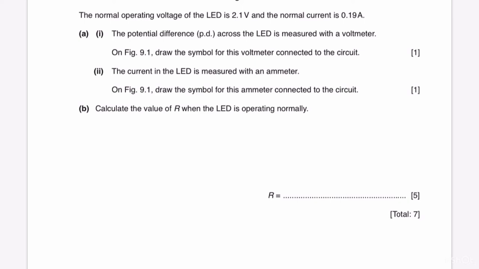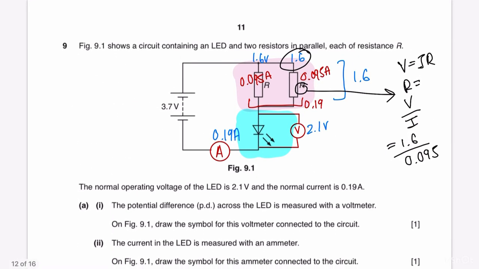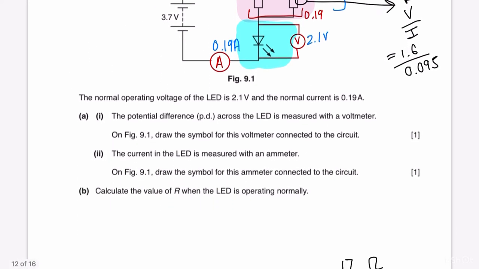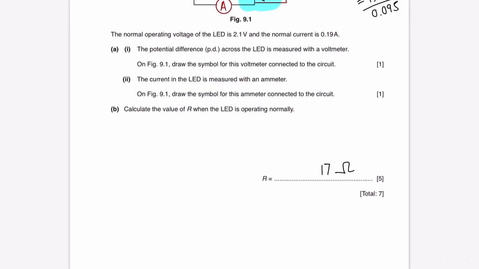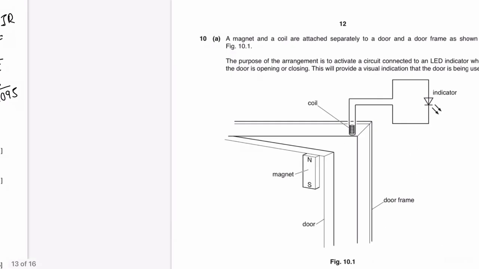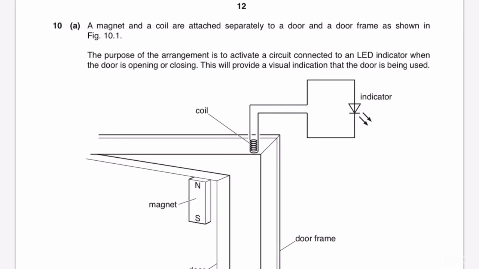So I'm gonna write 17 ohms, okay? Because everywhere else we're given two significant figures, therefore I chose two significant figures, but you can write 16.8, it's not an issue, but I would prefer ki aap 17 likhe because marking scheme aapko significant figures mein likhne ko bolti hai. Okay, 10a.